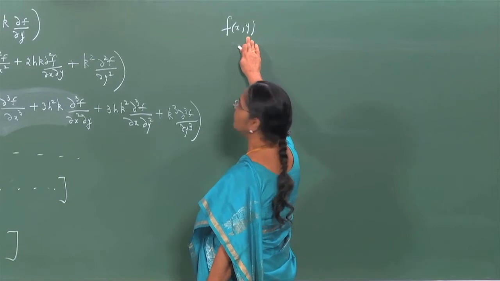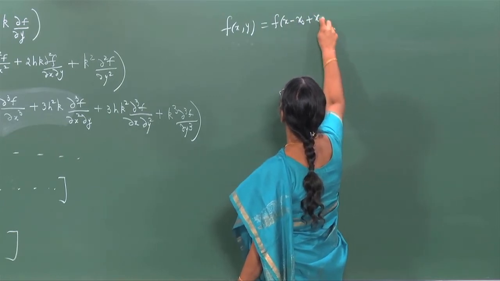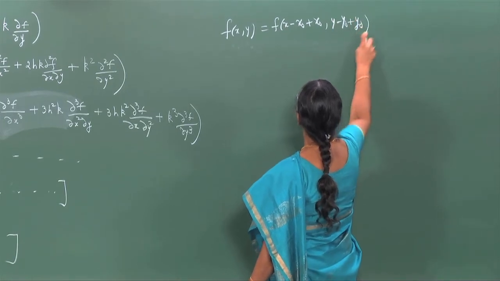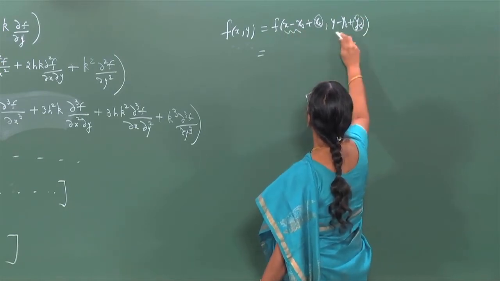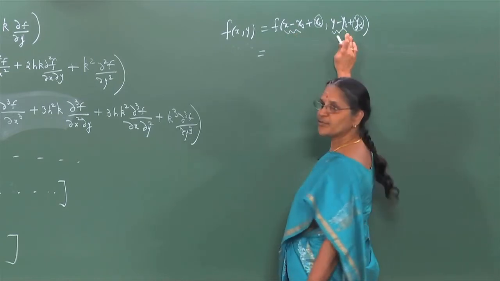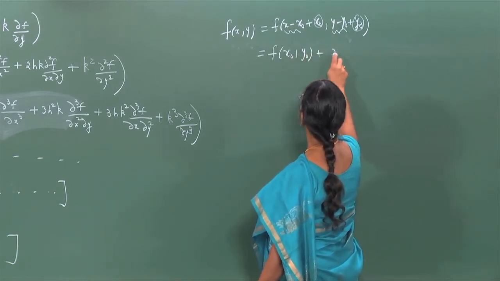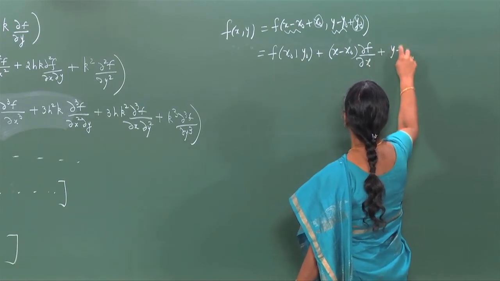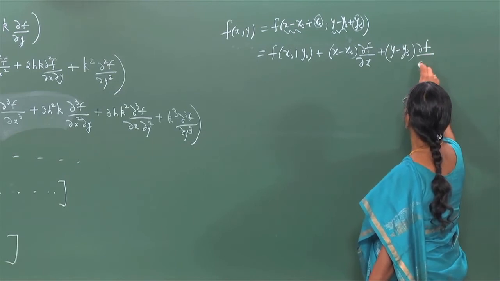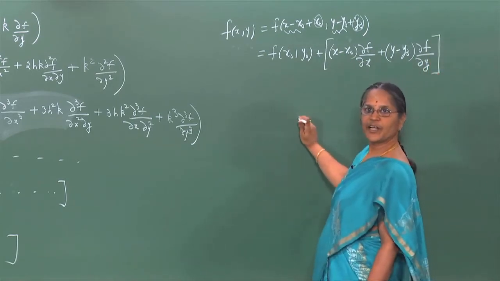How? We want f of x comma y. We want to expand about the point x naught comma y naught. So, I rewrite this as x minus x naught plus x naught comma y minus y naught plus y naught. So, I want to expand about x naught y naught. My increment is x minus x naught to the first variable and y minus y naught to the second variable. So, it is f of x naught comma y naught plus the increment given to the first variable, x minus x naught, into the partial derivative of f with respect to x, plus the increment given to the second variable into the partial derivative of f with respect to y. So, these are the first set of terms involving first order partial derivatives.